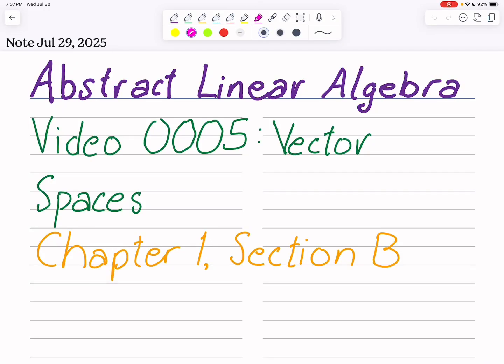Welcome to the next video in abstract linear algebra. This is video 5 on vector spaces. It corresponds to chapter 1, section B of the textbook.